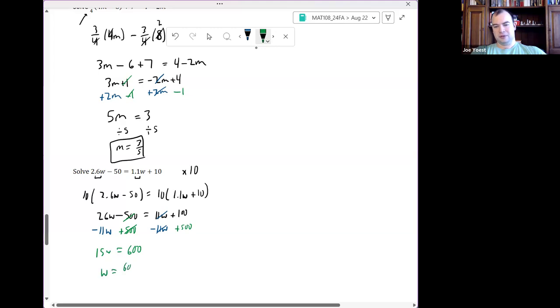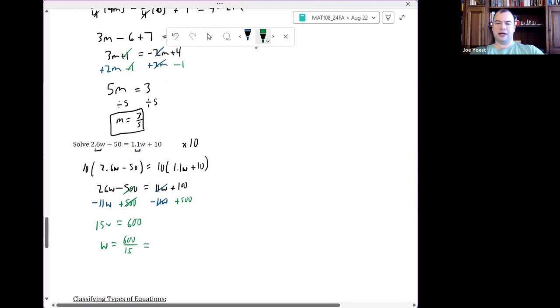Divide through. w is 600 over 15. I do see that there's a factor of 3 in both. That's 200 over 5. I know that 5 times 20 is 100, so 5 times 40 should be 200. And then again, ideally, I would go back and check this, but we are out of time.